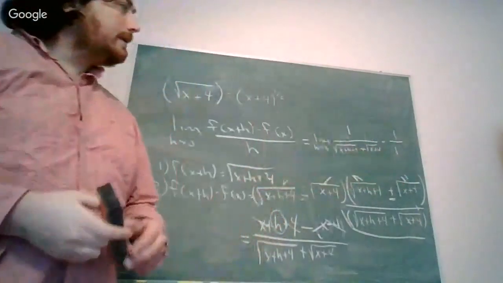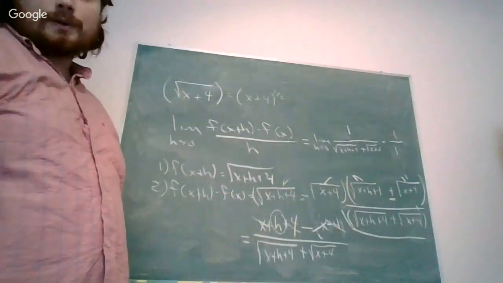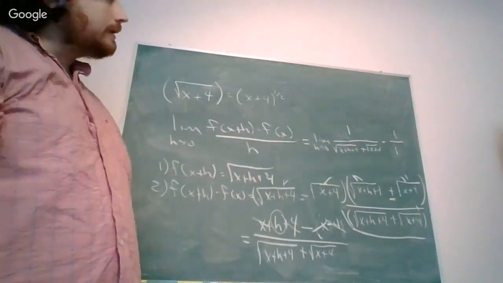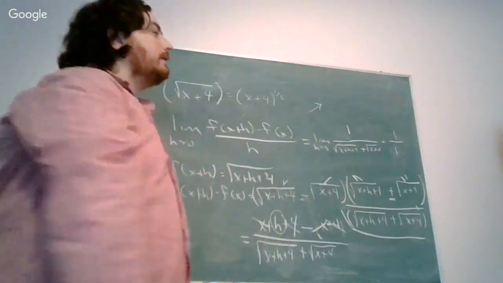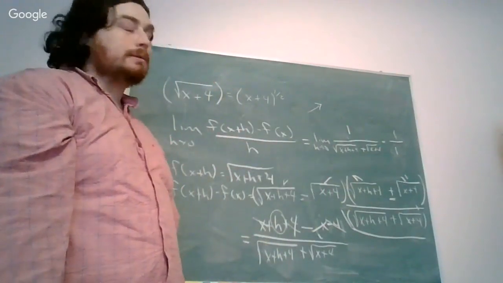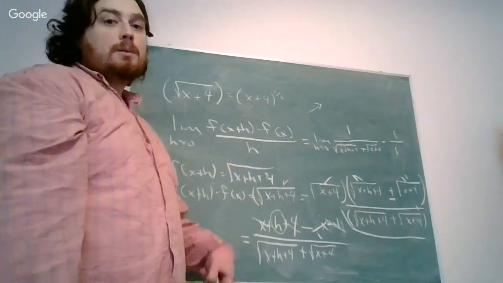And so I get the limit as h goes to 0 of 1 over the square root of x plus h plus 4 plus the square root of x plus 4. At this point, I have a limit to calculate. And so now we're going back to our last problems. The first thing we should do is plug in the number.